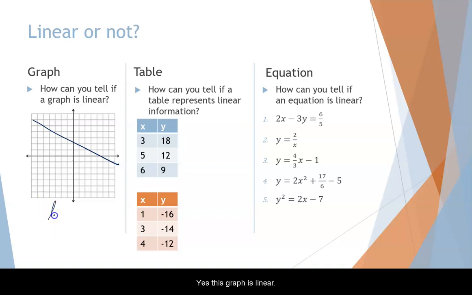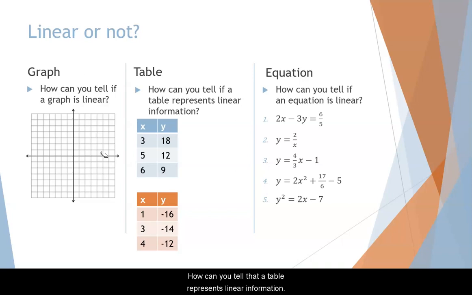Yes, this graph is linear. And we know that because the rate of change is constant. What about this graph? This is a graph of a parabola. It is a function, but it's not linear. The rate of change is not constant. It's negative and steeper in some areas, and shallower and positive in others. So if a line is straight, it represents a linear equation.